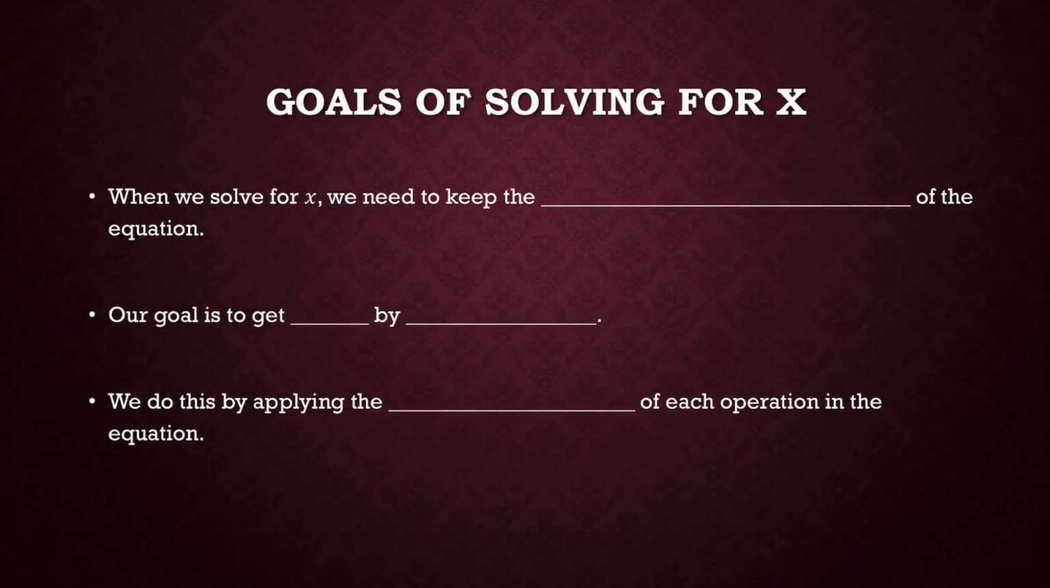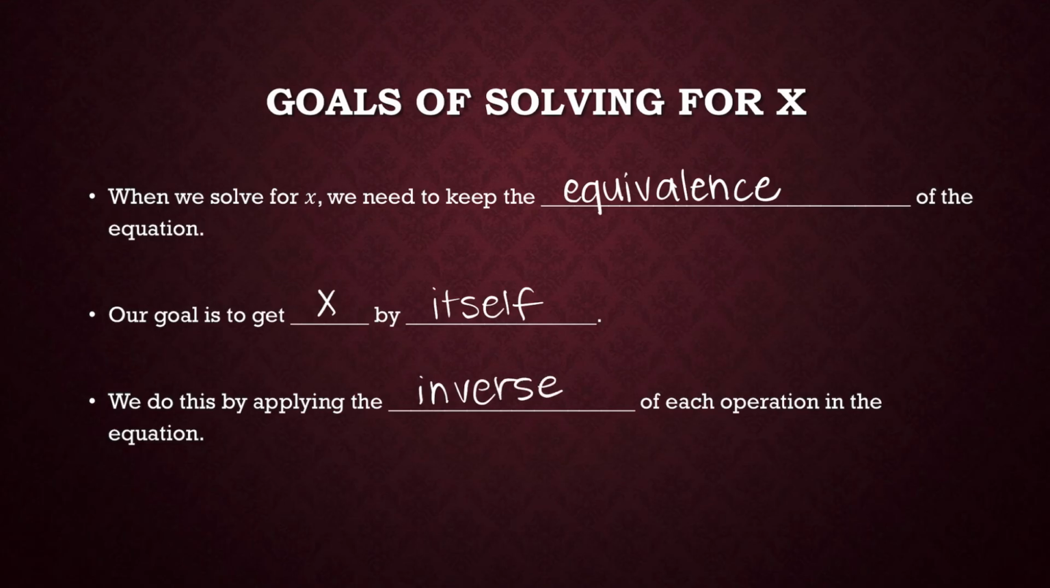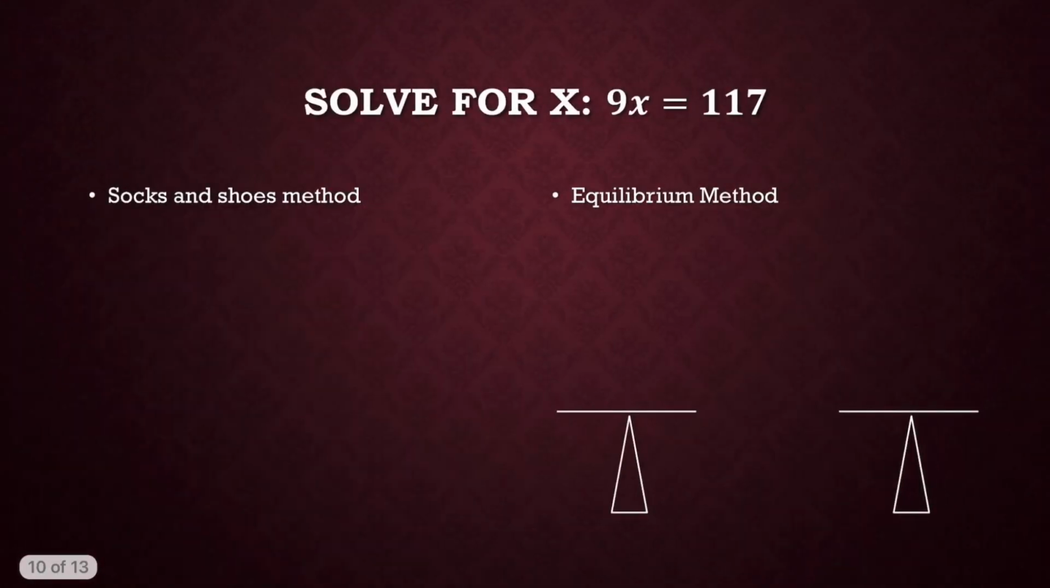So when we're solving for x, we need to keep the equivalence of the equation. We can't just apply numbers willy-nilly. If on one side I'm subtracting 5, I can't add 7 on the other side, right? I have to keep it the same. But our goal is to get x by itself. So everything we're doing is to get x by itself when we're solving. And we do this by applying the inverse of each operation in the equation. So instead of adding, I would subtract.